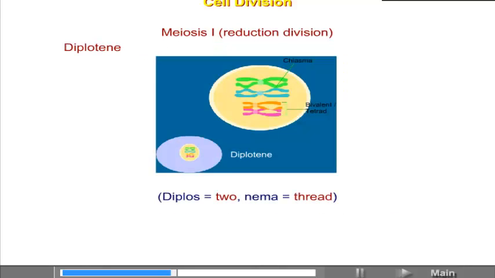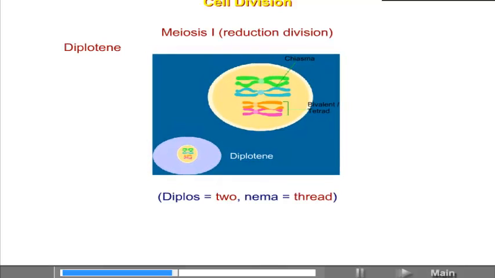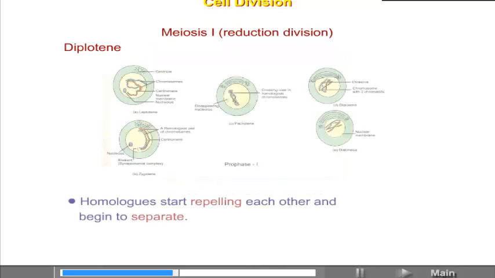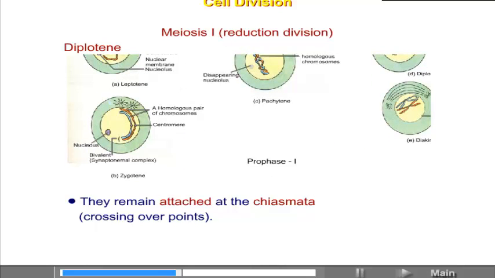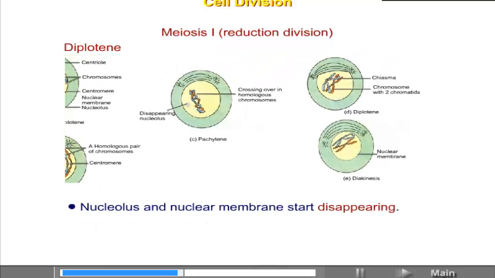Diplotene. Diplos means 2, nema means thread. Homologs start repelling each other and begin to separate. They remain attached at the chiasmata, that is, the crossing over points. The nucleolus and nuclear membrane start disappearing.